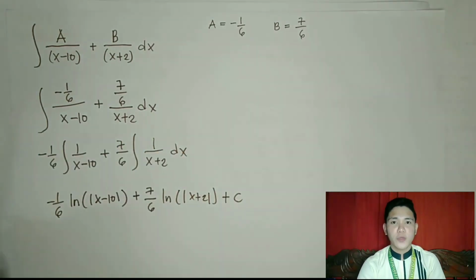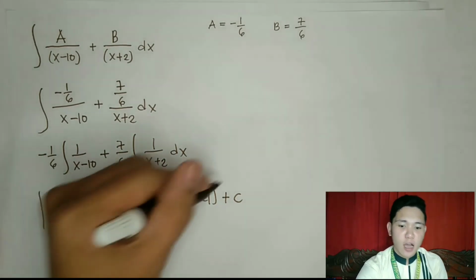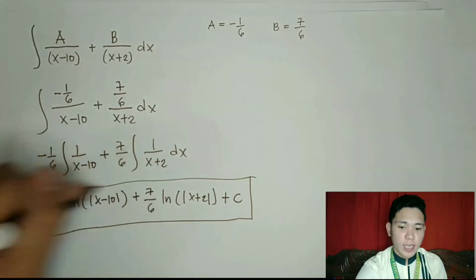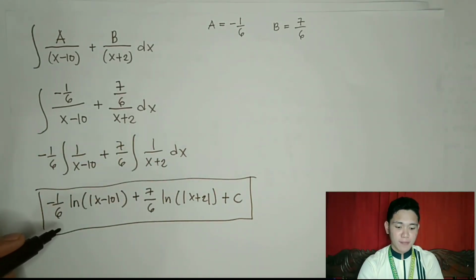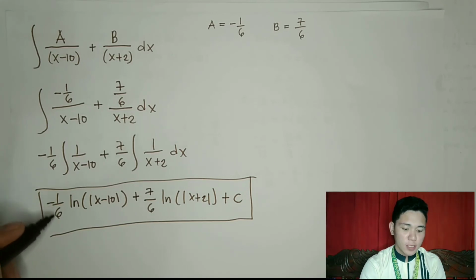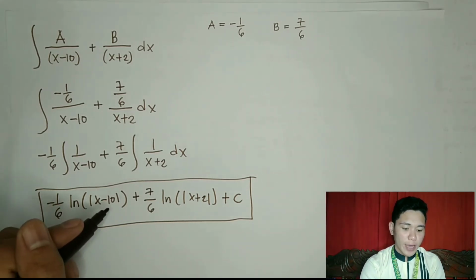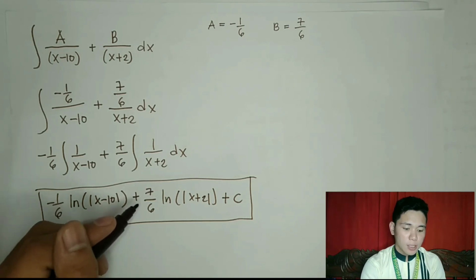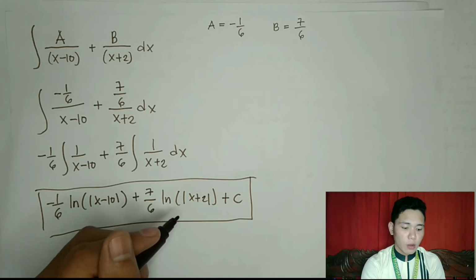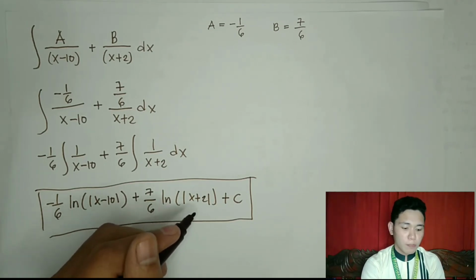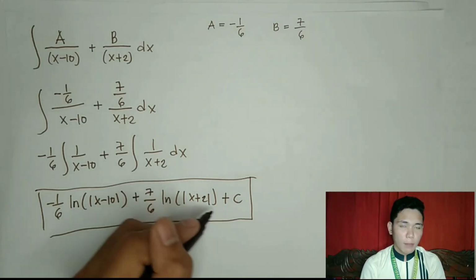So, through the use of integration by partial fractions, the integral of (x − 12) over (x² − 8x − 20) dx is simply negative 1 over 6 times the natural log of the absolute value of x − 10, plus 7 over 6 times the natural log of the absolute value of x + 2, plus C.